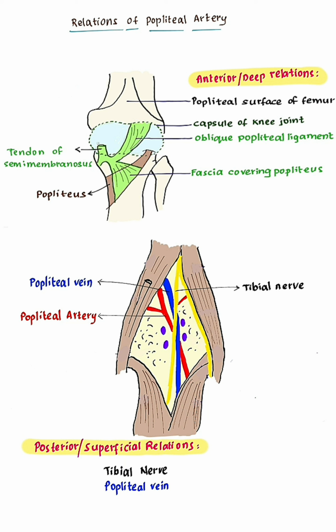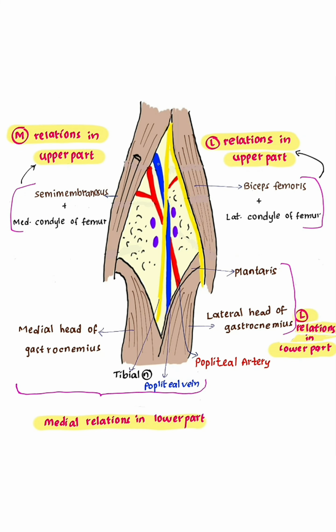Hence, the deep relations of popliteal artery are formed by the floor of popliteal fossa. Superficial relations of popliteal artery are popliteal vein and tibial nerve. Medial and lateral relations of popliteal artery: medial relations in upper part are semimembranosus muscle and medial condyle of femur.